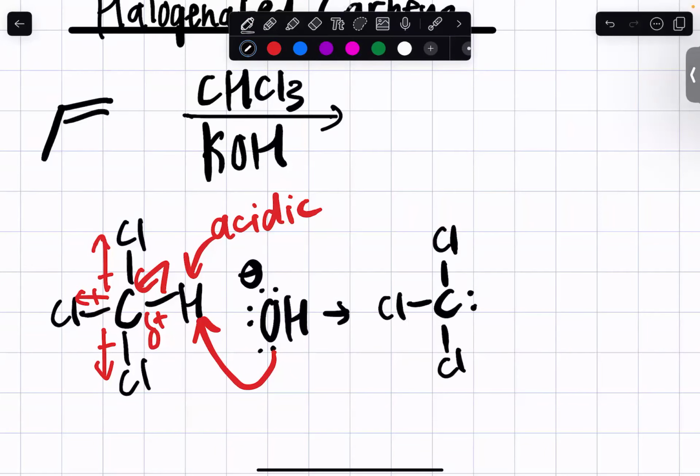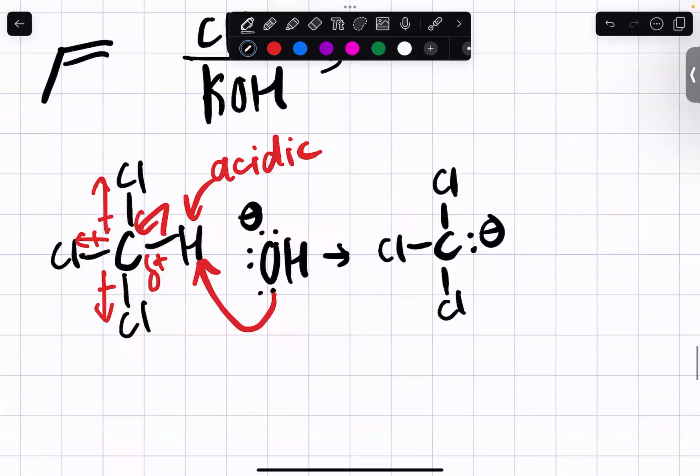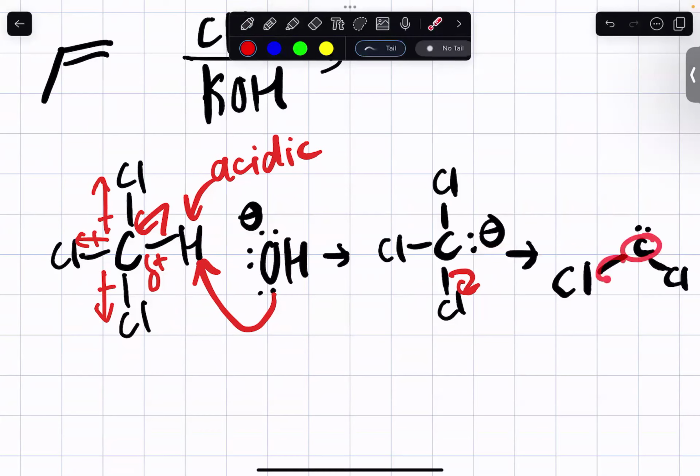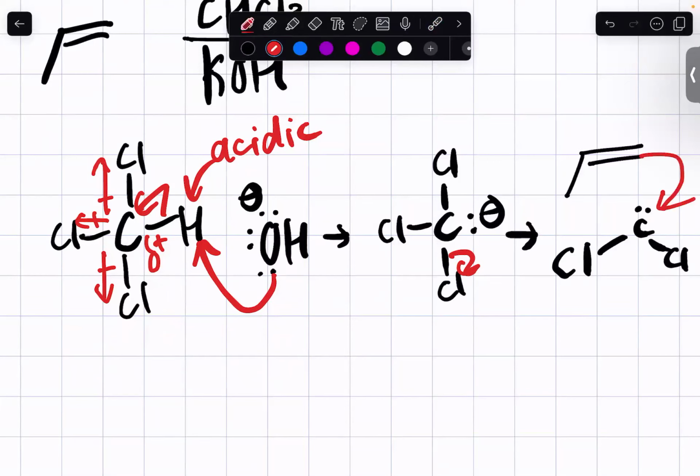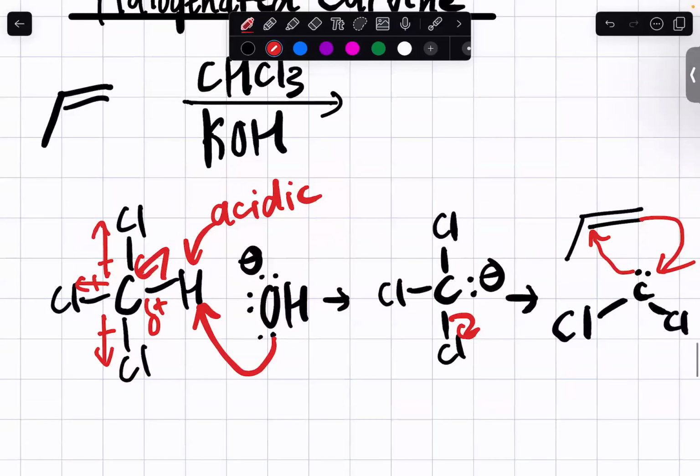Once we have that carbon negative charge, we are just going to kick out one of the good leaving groups, chlorine here, to relieve the negative charge. When that leaves, we have this carbene right here, the carbon with two bonds and one lone pair of electrons right there, right? And then the same exact mechanism happens where we bring in the alkene, gonna attack that carbene's empty p orbital. At the same time, that lone pair attacks the other end of the alkene, giving us this product here.